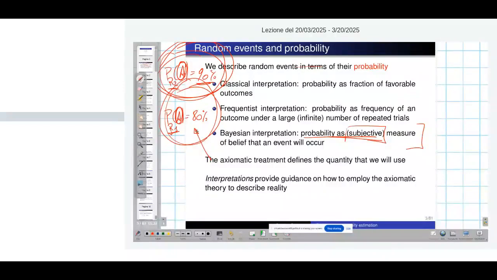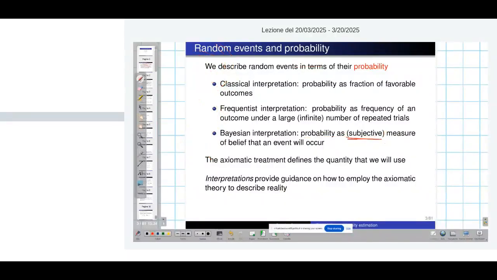So probability is not anymore something that is associated to the object of our analysis, but it's something that is related to the subject of the analysis. When I say the probability of an image being a cat is 90%, that's not a property of the image, but it's the property of whoever is expressing the fact that the probability is 90%. So it measures the uncertainty, or if you prefer, the belief, which is the opposite of uncertainty, that an event will occur.